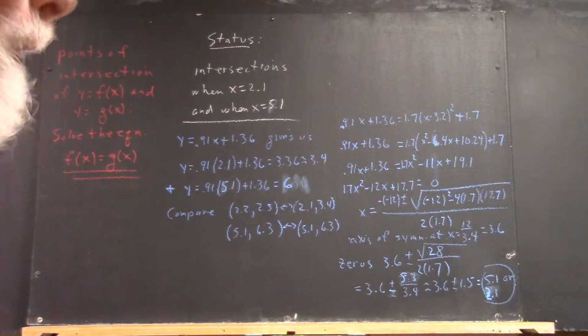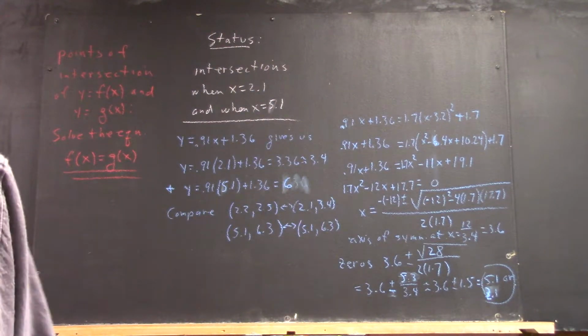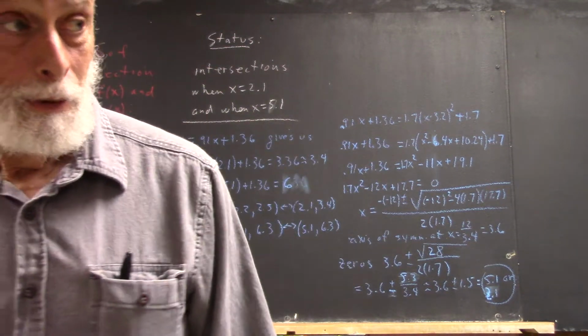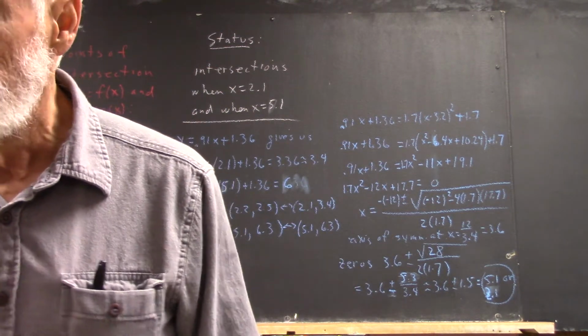Okay, this is how you find points of intersection. You can expect to have some problems where you try to find points of intersection, right? Can they all be linear?